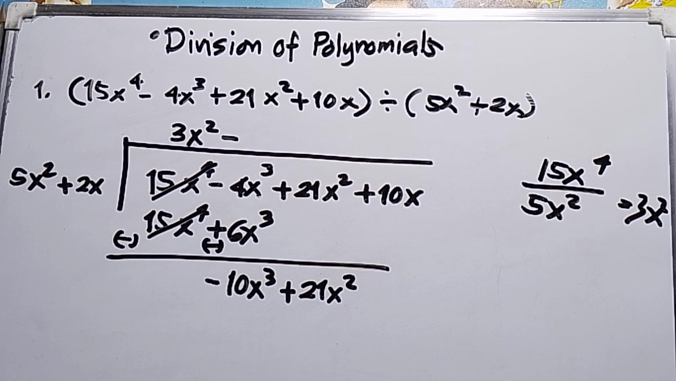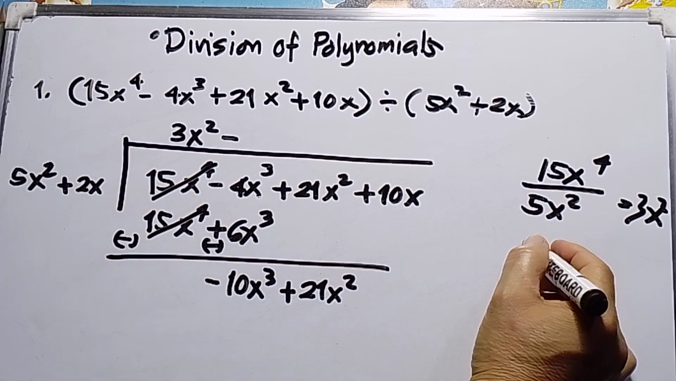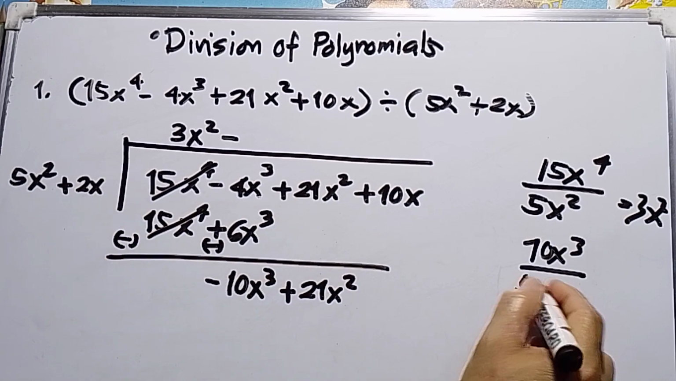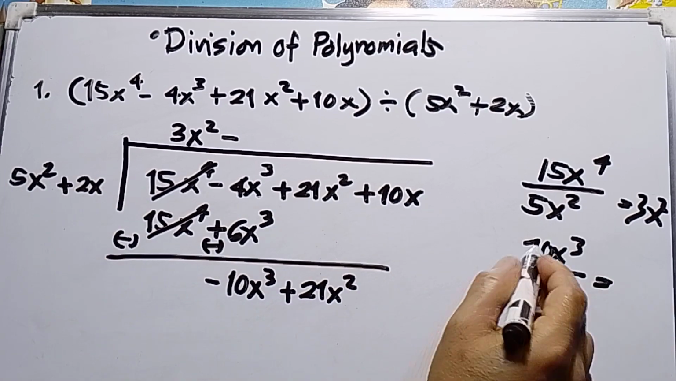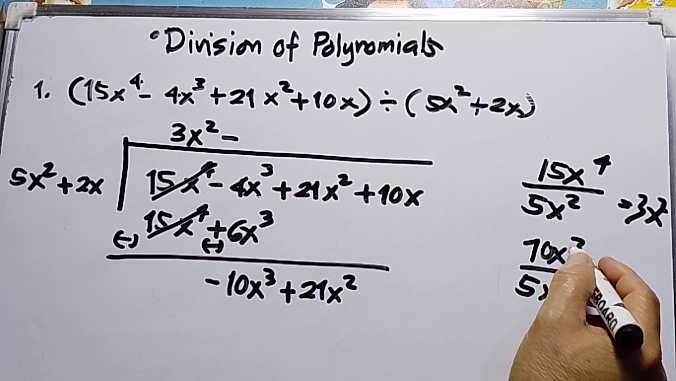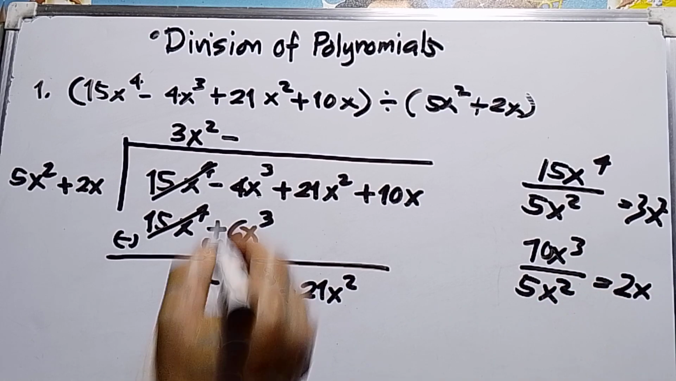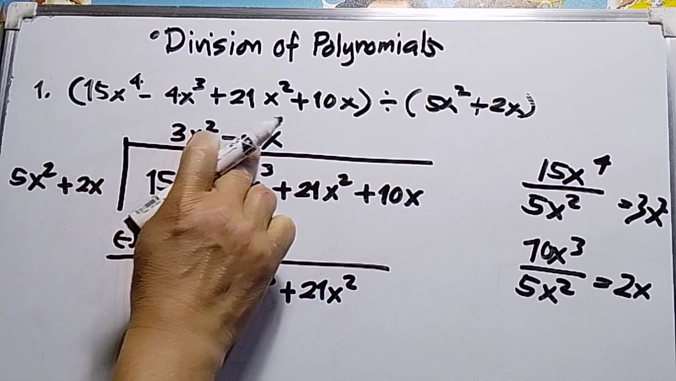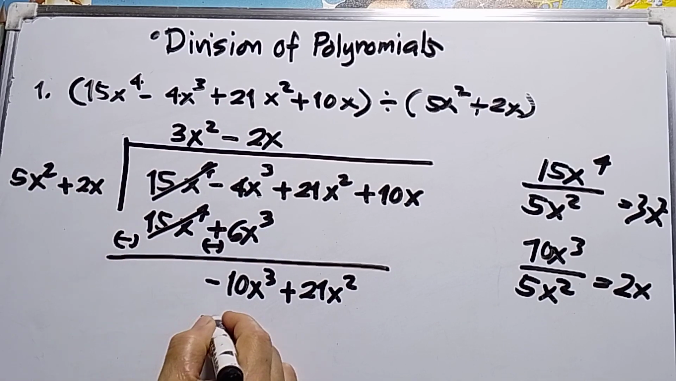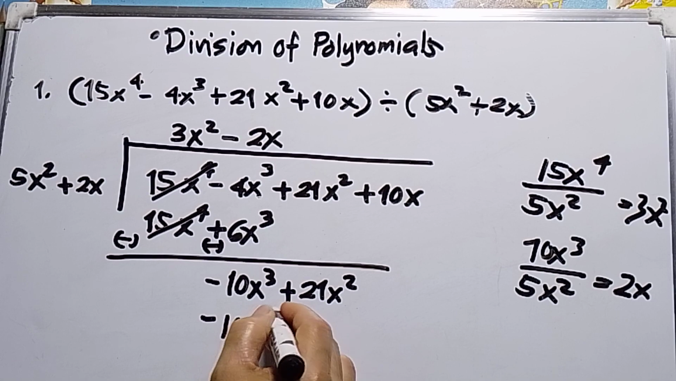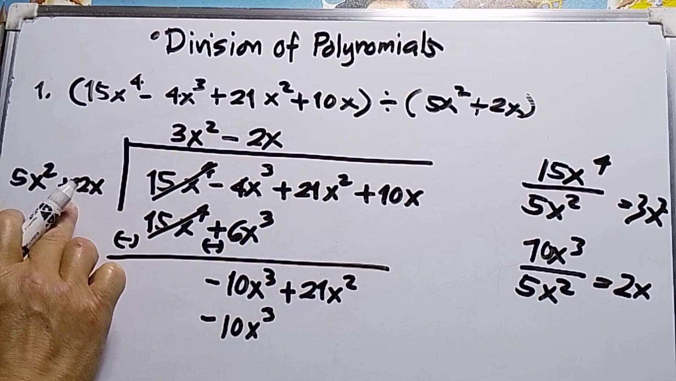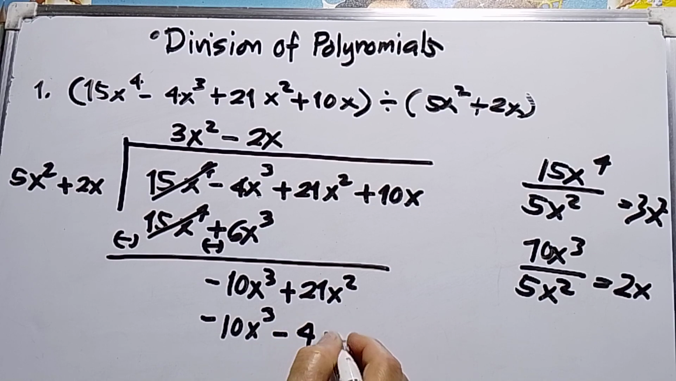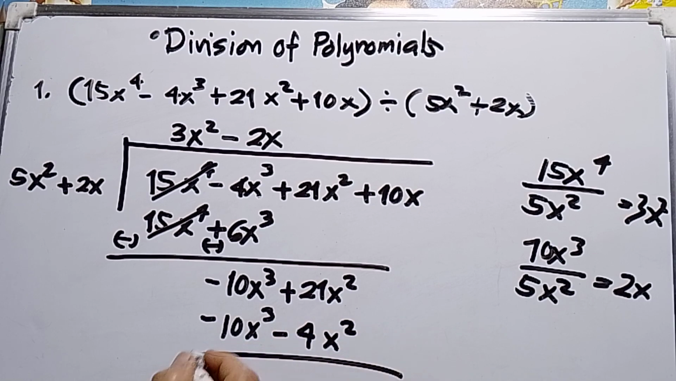Then the same procedure that I did in the first. So 10x cubed divided by the first term of my divisor. So 10 divided by 5 is 2. X cubed divided by x squared is x. So this will be 2x. And then multiply it to the divisor. So 2x times 5x squared will be negative 10x cubed. Then 2x times 2x will be negative 4x squared. Again, change the sign.